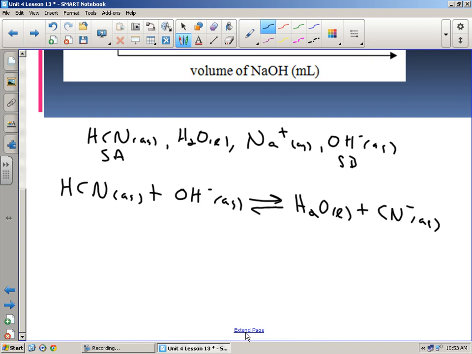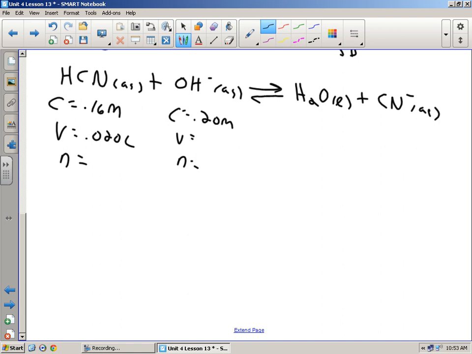Once again, you have all the information you need here. It says you have 20 milliliters of 0.16 molar, and you could find n from that information. You have a 0.20 molar solution here. So C and V will give you n, which is 0.0032 moles, because it is a 1-to-1 ratio. And in C, of course, we'll give you V, which works out to be 0.016 liters. All right, what would this graph look like?